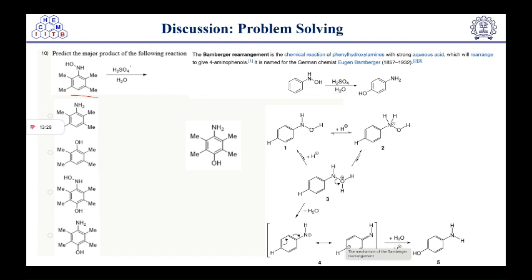So we have acidic condition. So I told you whenever we have acidic condition, at that time we have to do the protonation. Correct? So we'll do the protonation. So protonation can be done on two places, either on nitrogen or this oxygen.